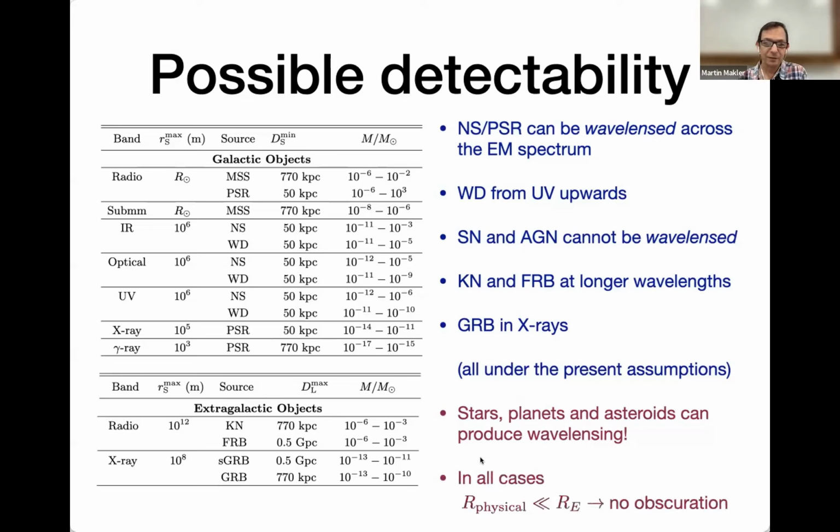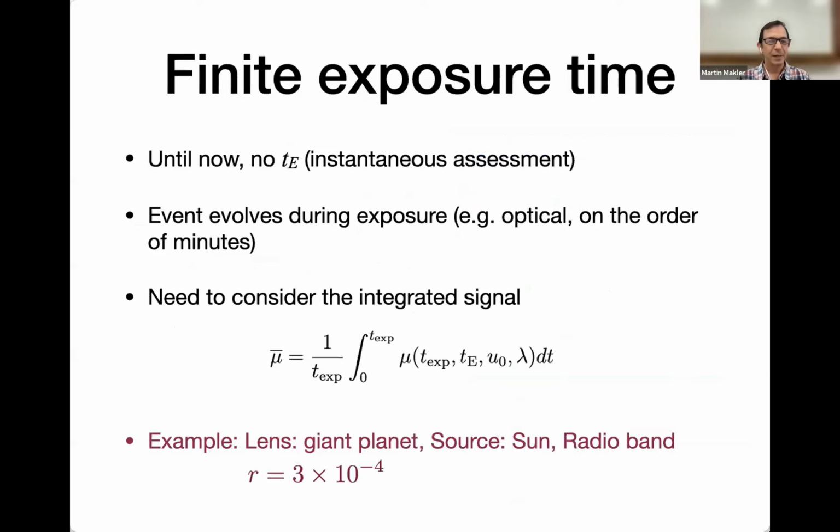In all these cases, the physical size of the lens, be it a star or an asteroid, is much smaller than the Einstein radius. So there is no obscuration. The rays would go through. We have a clear Einstein radius. We don't need to have black holes to produce this effect, right?